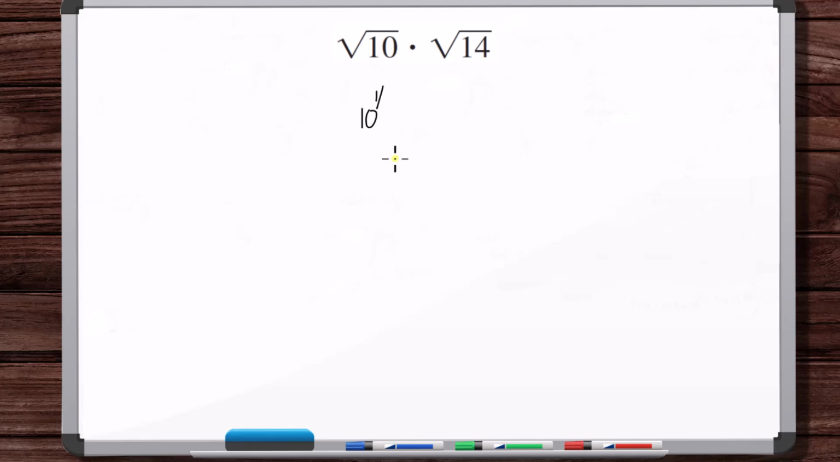Or you could leave it in the radical form and use the properties of radicals. So that's what we would do here. It's the same index, so you can multiply the 10 and the 14. And now we just simplify this. But if you're not multiplying two single-term radicals, then the only other cases are going to be where you need to distribute or combine like radicals.